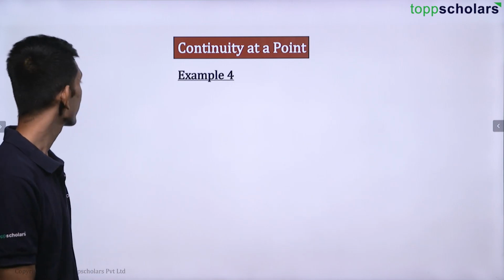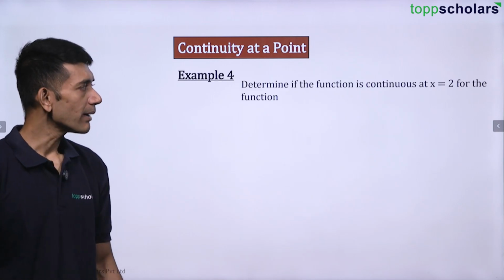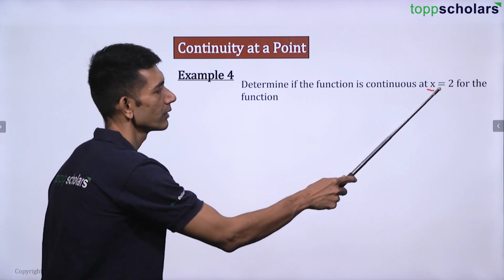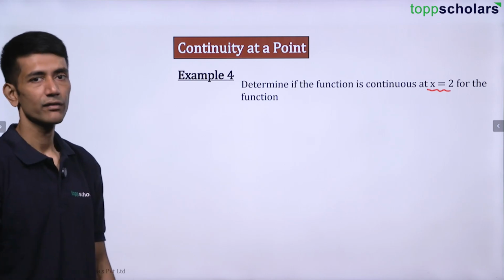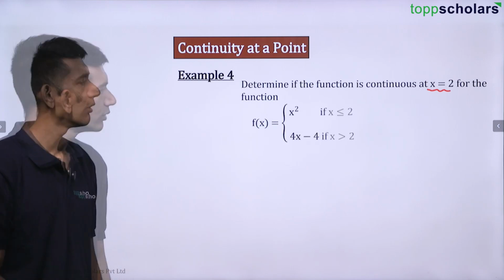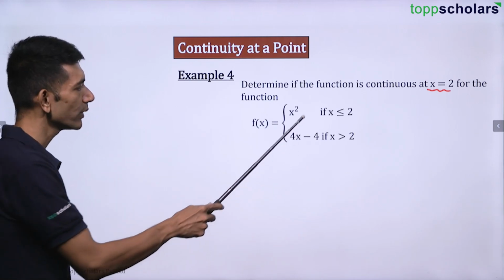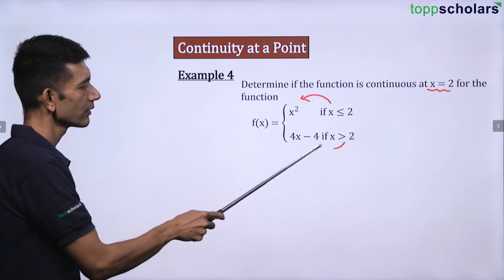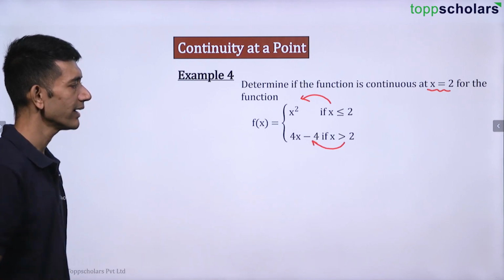Okay, let's have a look at a new example now. Determine if the function is continuous at x = 2. We are supposed to check the continuity of the function at x = 2, where the function f(x) is given as x square when x is less than or equal to 2, and 4x minus 4 when x is greater than 2.